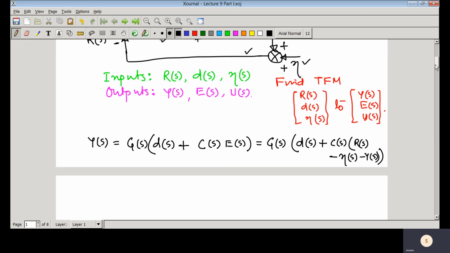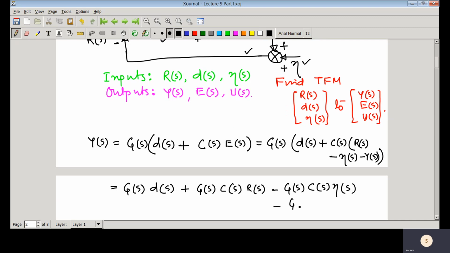So that means if you just simplify it, what will you get? GsDs plus GsCs Rs plus minus GsCs eta s minus GsCs Ys.